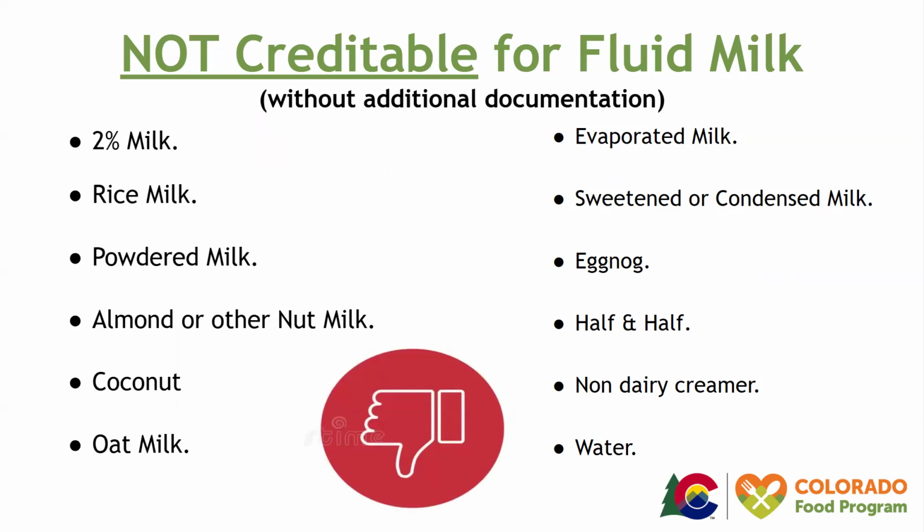So these are non-creditable fluid milks. As I mentioned, the 2% milk, rice milk, powdered milks, almond or other nut milks are not creditable. Coconut milk, oat milks, evaporated milk, sweetened or condensed milk, eggnog, half and half, non-dairy creamers, and water would all not count towards your fluid milk components. And I know there are probably some questions on those coconut and almond milks, which I will go into in a second.